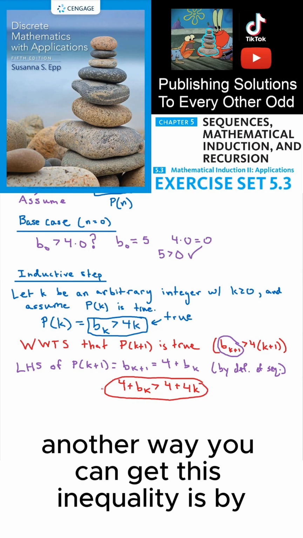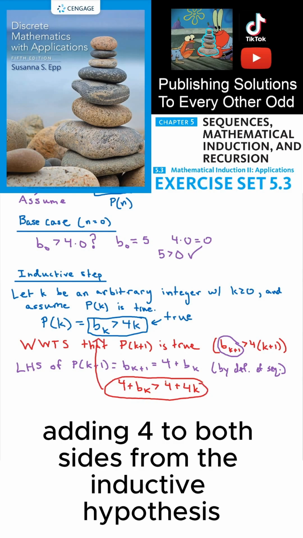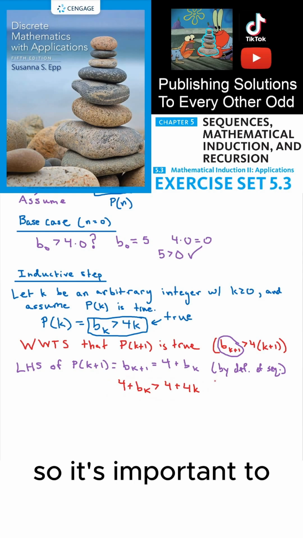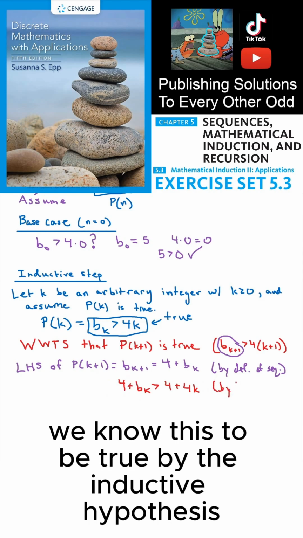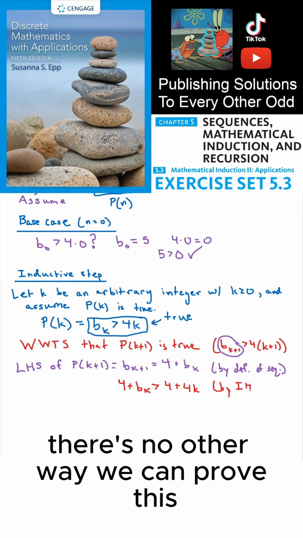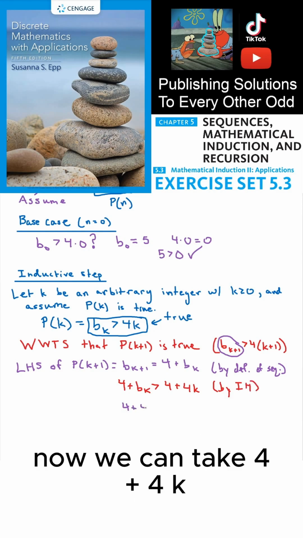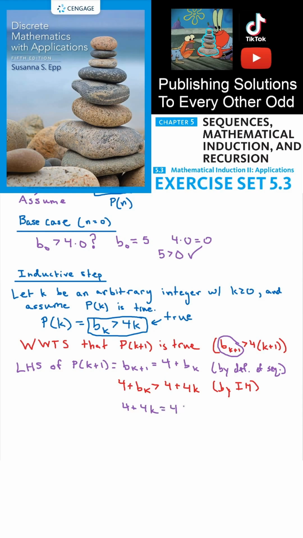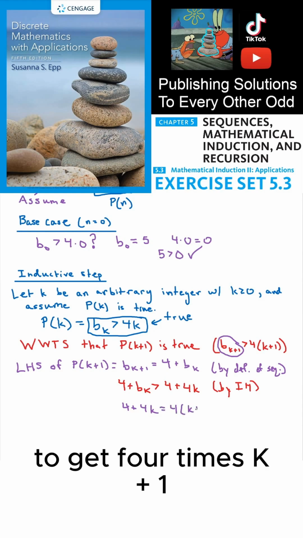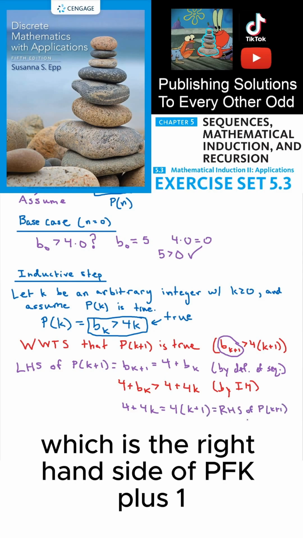Another way you can get this inequality is by adding 4 to both sides from the inductive hypothesis. So it's important to assert that we know this to be true by the inductive hypothesis. There's no other way we can prove this. Now we can take 4 plus 4k and we can factor out a 4 to get 4 times k plus 1, which is the right-hand side of P of k plus 1.